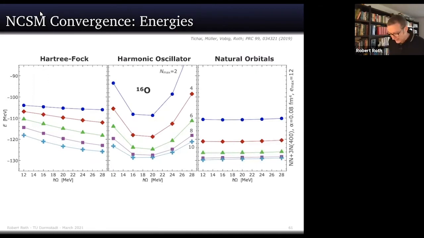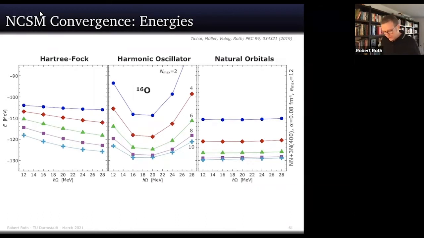First of all, you have these horizontal lines for the different Nmaxes, but at the same time, you have a convergence pattern which is as good or better than for the optimal frequency in the harmonic oscillator. And this is extremely useful. So you're as good or better than a harmonic oscillator, but essentially for each and every value of the underlying oscillator frequency. So you simply don't have to care about this frequency parameter anymore.